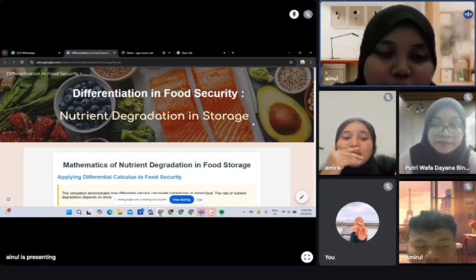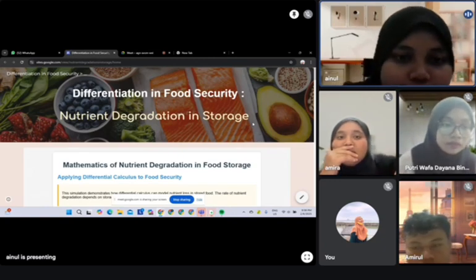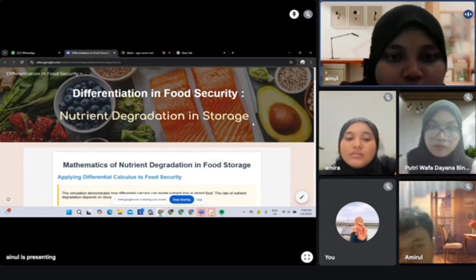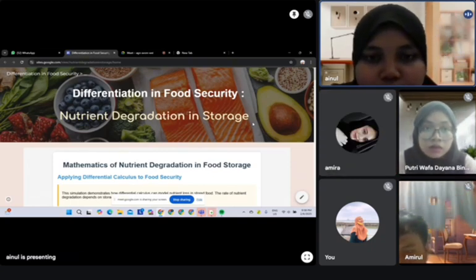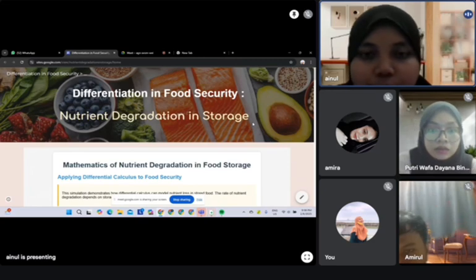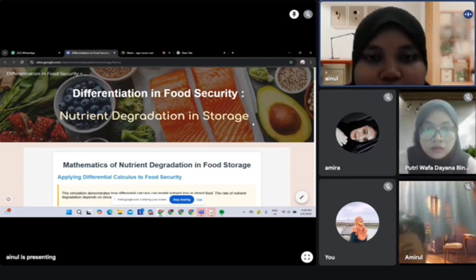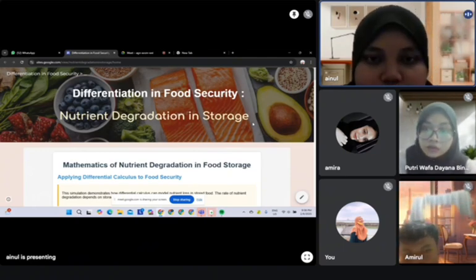Today I'm excited to present my interactive website called Nutrient Degradation in Storage. This website shows how nutrients in food like vitamins slowly break down during storage and how we can use math, especially differentiation, to understand this process better. So let's go through the website together.